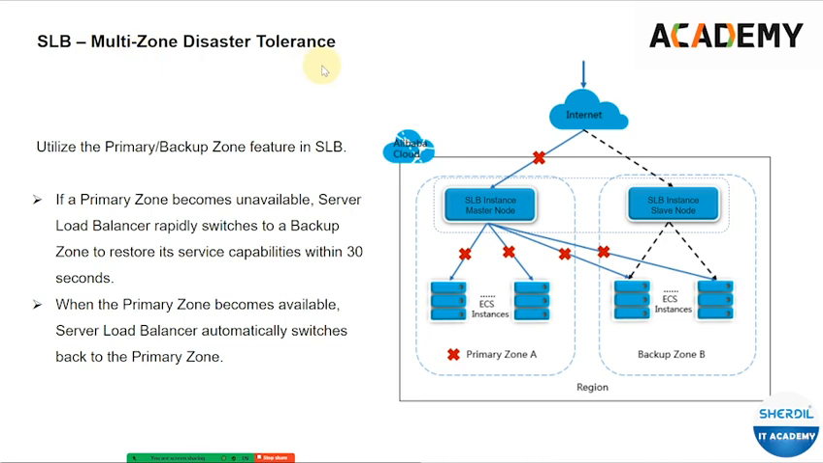The multi-zone disaster tolerance utilizes the primary and backup zone features in SLB. If the primary zone becomes unavailable, just like in this diagram, the server load balancer rapidly switches to the backup zone. This is the backup zone, right? It restores the service capabilities within 30 seconds. When the primary zone becomes available, the server load balancer automatically switches back to the primary zone.